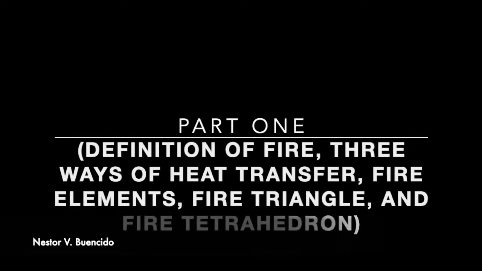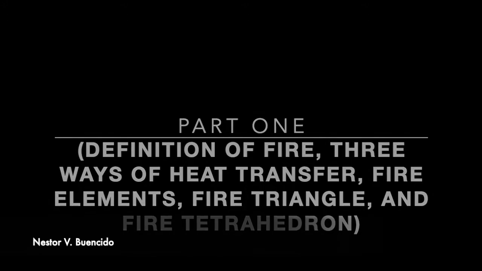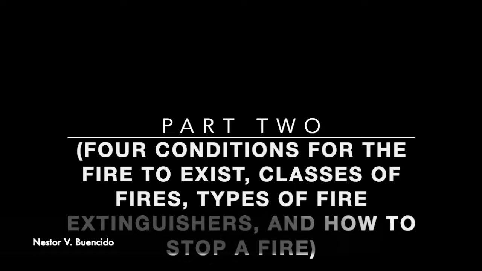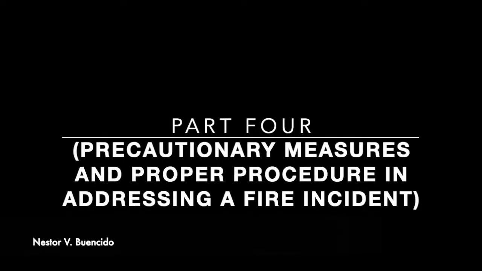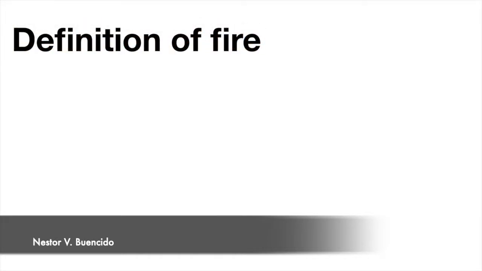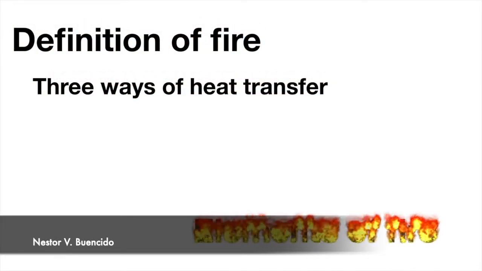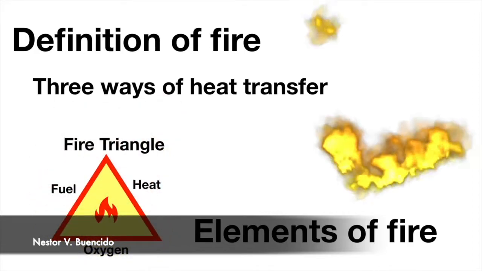Part 1, definition of fire, 3 ways of heat transfer, fire elements, the fire triangle, and fire tetrahedron. Part 2, 4 conditions for the fire to exist, classes of fires, types of fire extinguishers, and how to stop a fire. Part 3, phases and causes of fire, and Part 4, precautionary measures and proper procedure in addressing a fire incident. In this series, we will be going to discuss the Part 1 of the basic firefighting, definition of fire, 3 ways of heat transfer, fire elements, fire triangle, and fire tetrahedron.